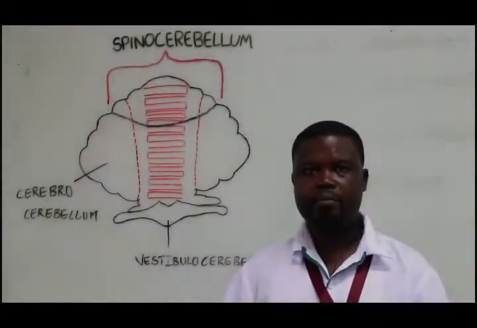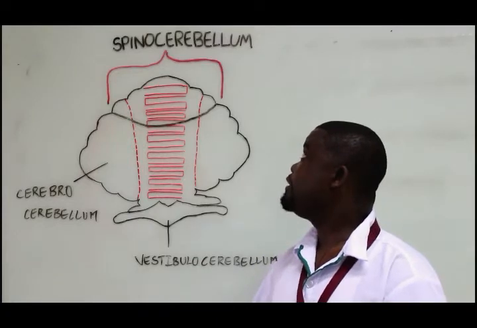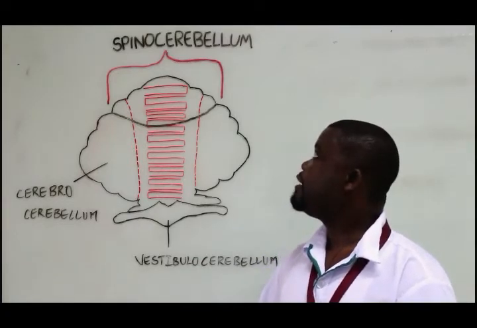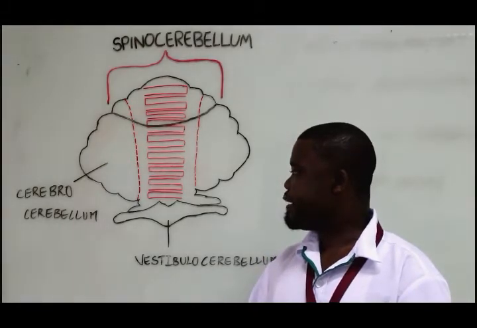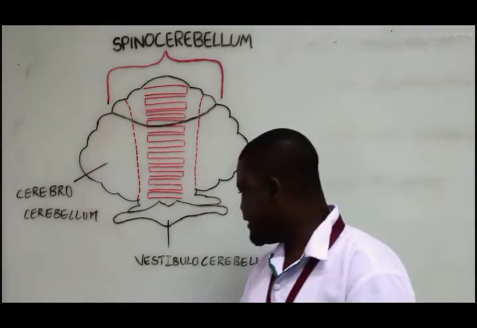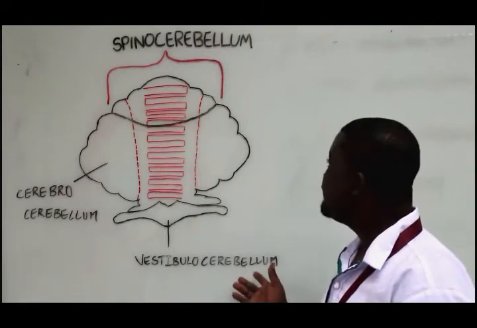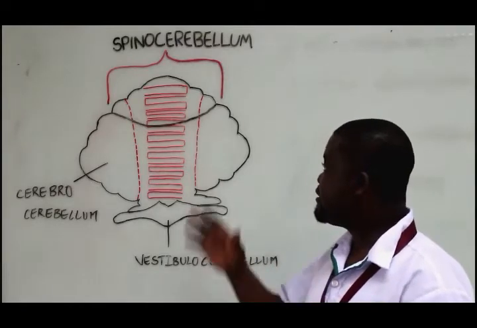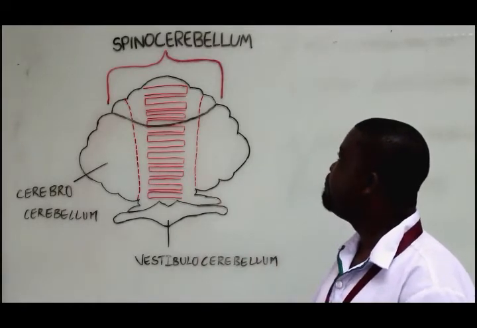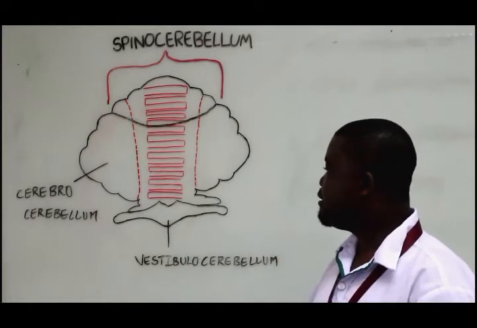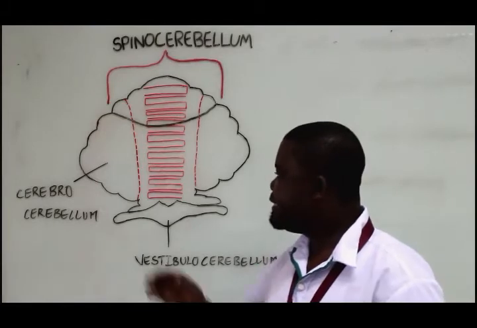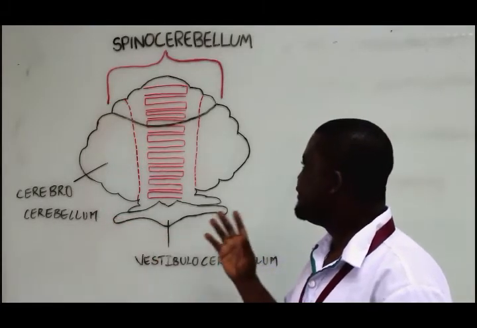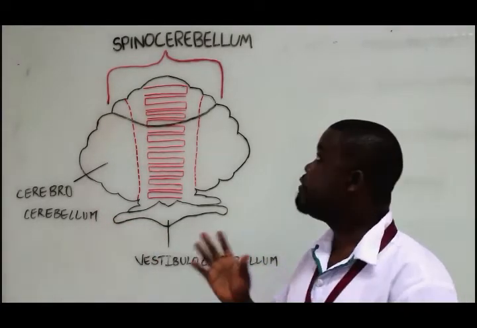There are three main functional divisions of the cerebellum. The first one is the spinocerebellum. The second one is the cerebrocerebellum. And the third one is the vestibulocerebellum. As you can see here on the diagram, it is very clear. But when you talk about it, the cerebrocerebellum is the largest among all the functional divisions.